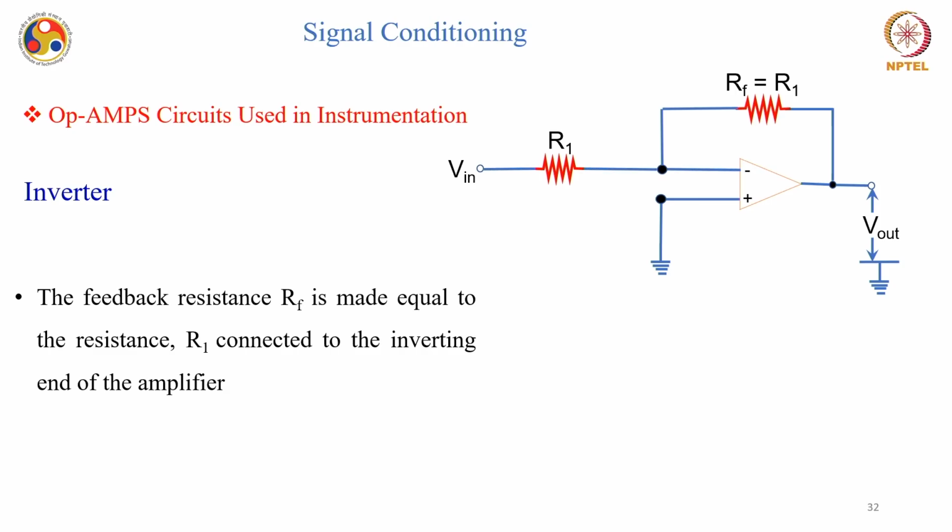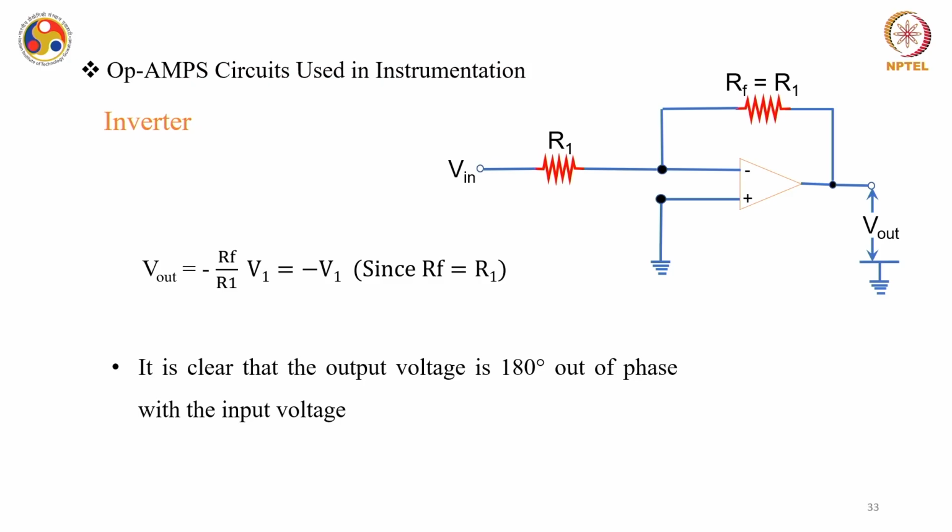For example, one of the important utilizations of op-amp in a circuit used in instrumentation is the inverter. You can see the basic configuration of the inverter. Again, op-amp is used. The feedback resistance in this case, this RF, is used in such a way that it is equal to this R1, which is connected to the inverting end of the amplifier. When you have this feedback resistance equal to the R1 resistance, in this case if you remember, your output V out is equal to minus RF by R1 into V in.